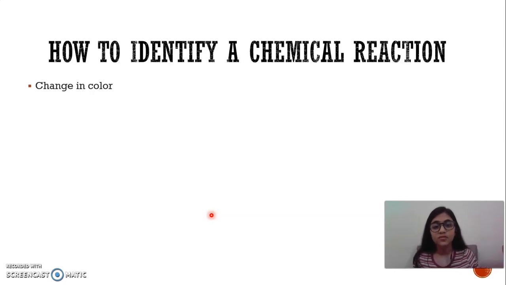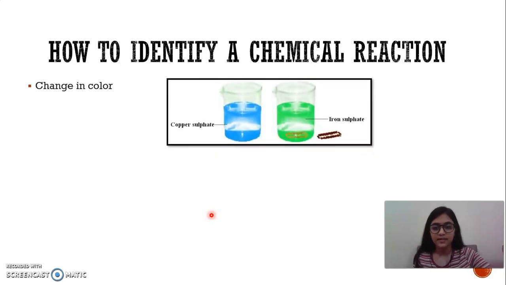The first observable characteristic is a change in color. I'm going to be explaining this using this example. In this image, we have a beaker of copper sulfate which is blue in color. When iron is added, the copper sulfate and iron react with each other to form a new product, iron sulfate, and the color of iron sulfate is green. Hence, the solution in the beaker changes from blue to green, and since there's a color change, we can conclude that a chemical reaction has happened.